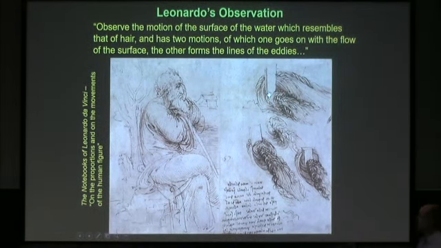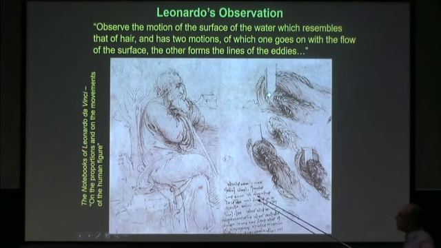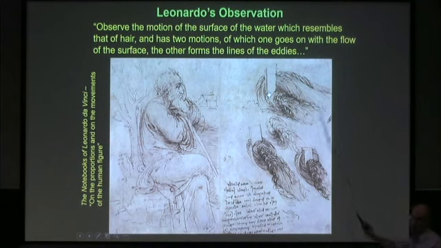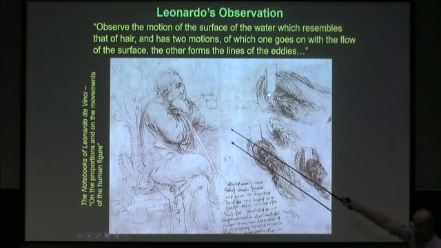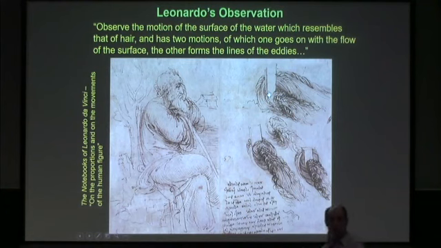And the answer is, Da Vinci told us what to do. So in the notebooks of Leonardo da Vinci, you will find this wonderful drawing of water going past the supports of a bridge. And he said, observe the motion of the surface of the water, which resembles that of hair, and has two motions, of which one goes on with the flow of the surface and the other forms the lines of the eddies. In other words, there's a mean, and then there are fluctuations around it. And that's how we treat the problem.